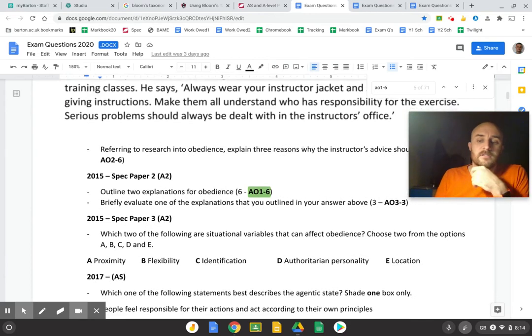Let's have a look at this question just here. All it is getting you to do is just tell me your knowledge. Don't apply it, don't evaluate it, don't do any of the harder skills. It's just asking you to outline 2 explanations for obedience. 6 marks. So 3 marks for agentic state, 3 marks for authoritarian personality. That's easy, right? That is literally you getting your flashcards and vomiting on the paper, but doing it in a sophisticated and eloquent way. That's easy.